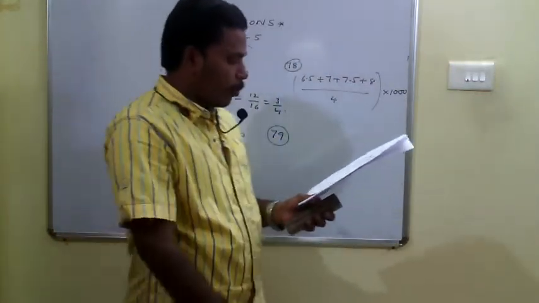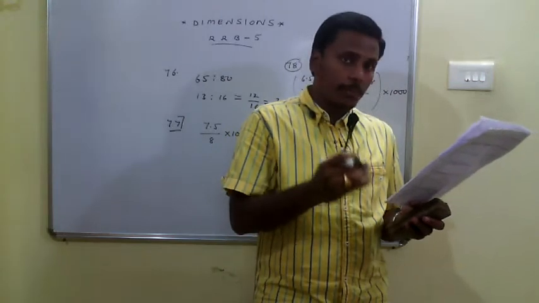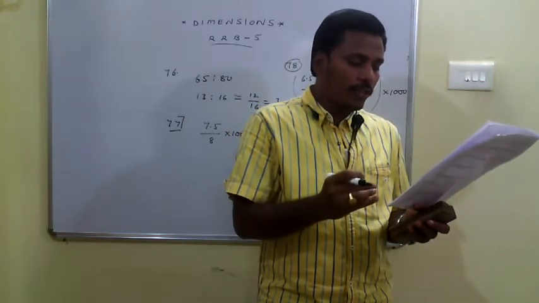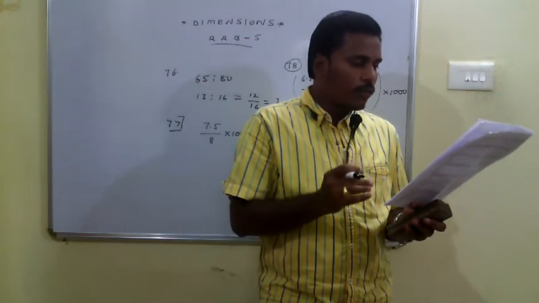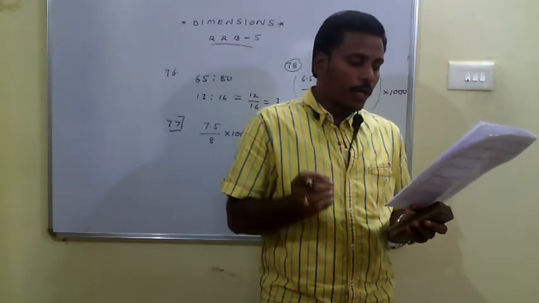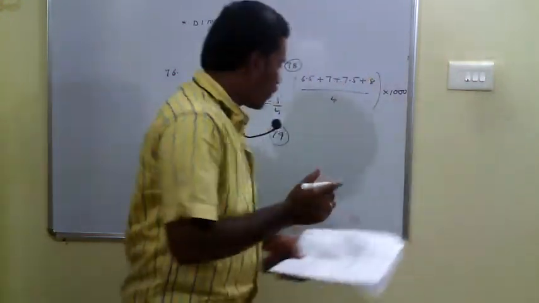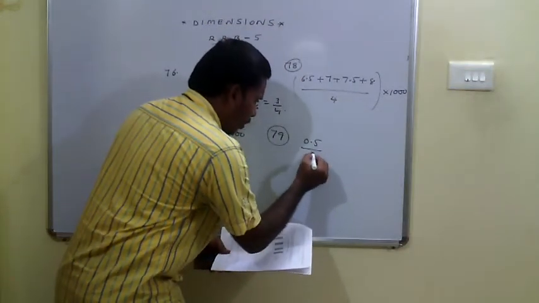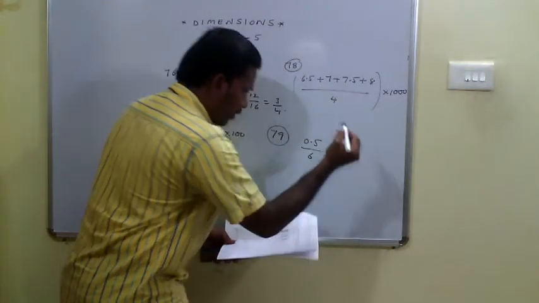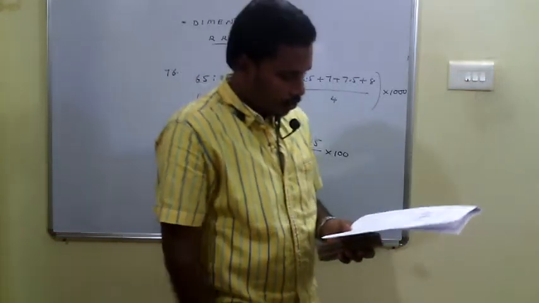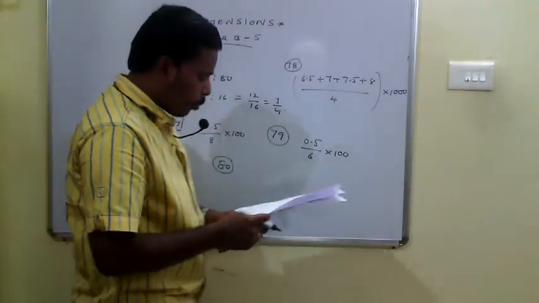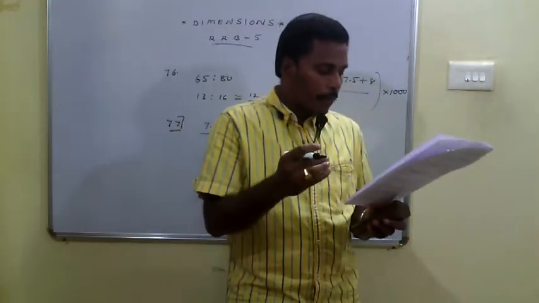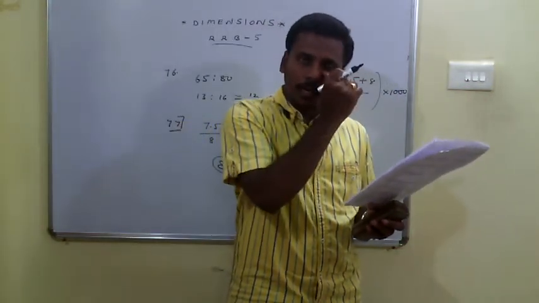For the 79th problem, percentage increase of expenditure in 2013-14 as compared with the expenditure in 12-13. In 13-14 expenditure is 6.5, in 12-13 expenditure is 6, the difference is 0.5. We need to compare with 6, 0.5 by 6 into 100 we need to calculate. Okay. And the last one is 80th problem. What is the balance of the family budget during the period from 13 to 16?